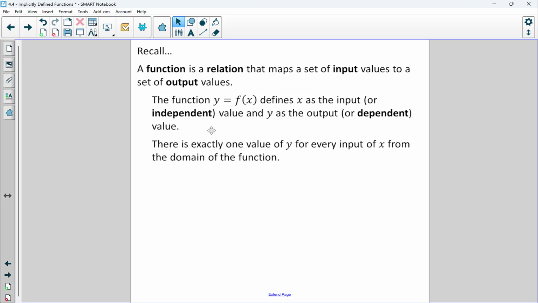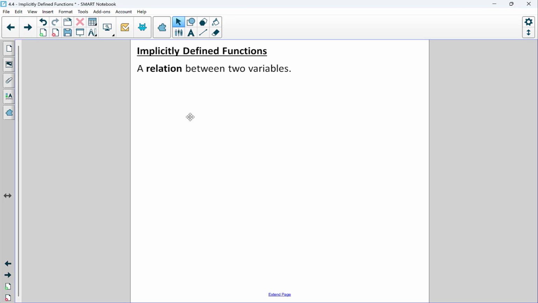Another way to put this is that there's exactly one value of y for every input value of x from the domain of the function. x represents the domain, y represents the range, x is the input, y is the output. For every input, there's exactly one output. Again, that's in order to define a relation as a function. But not all relations are functions.